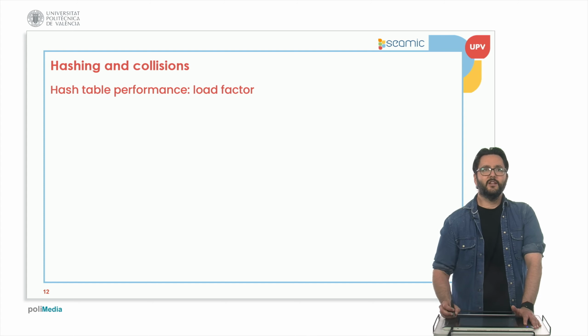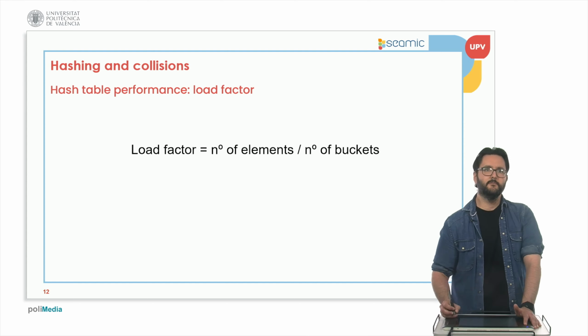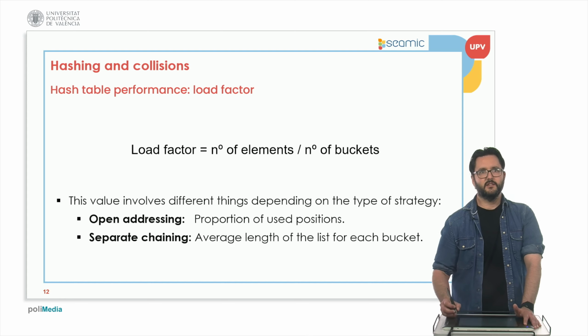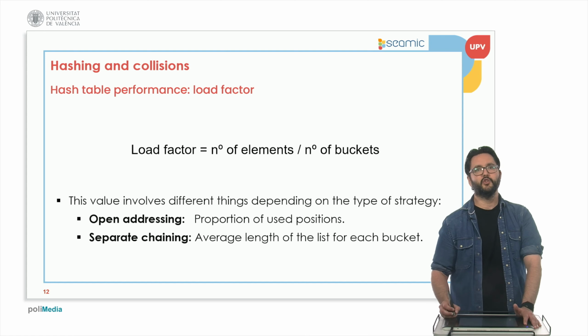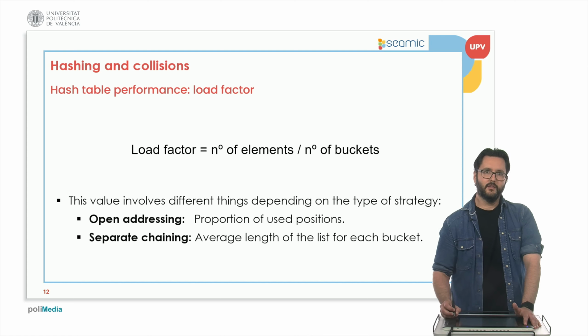In case we want to study the performance of a hash table, we can use the load factor. The load factor is defined by the number of elements divided by the number of buckets. This has different meanings depending on the type of strategy that we have selected. In the case of open addressing, this is the proportion of used positions. In the case of separate chaining, this represents the average length of the list for each bucket. This will reflect how long the buckets are in general, so this will give us information about the state of the table.